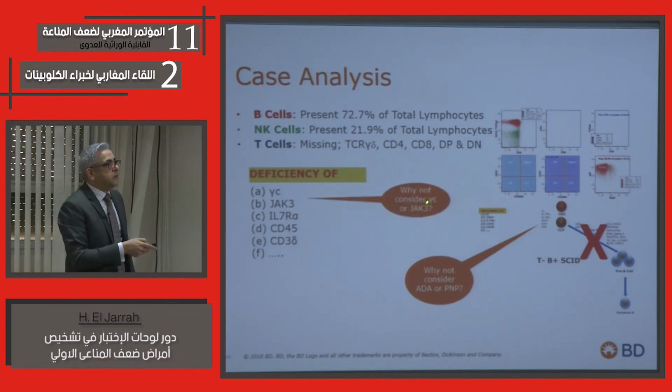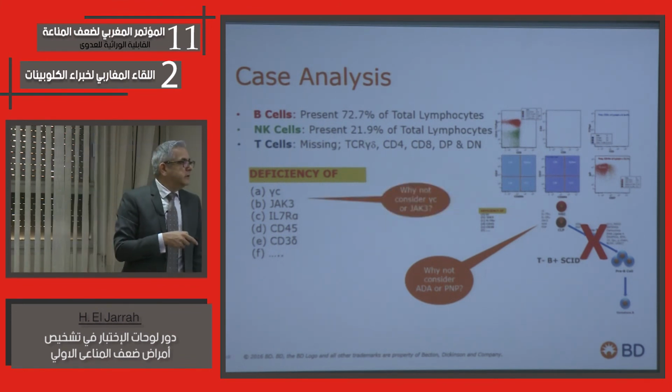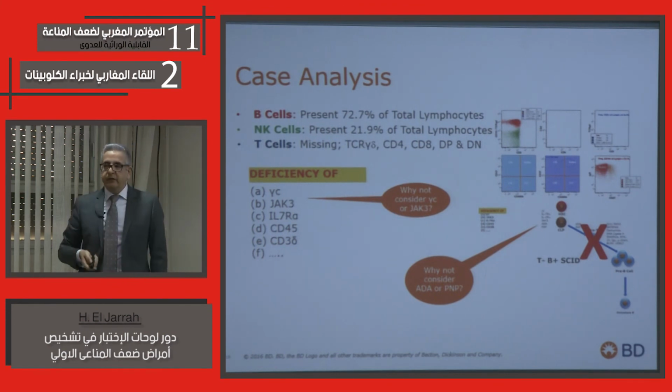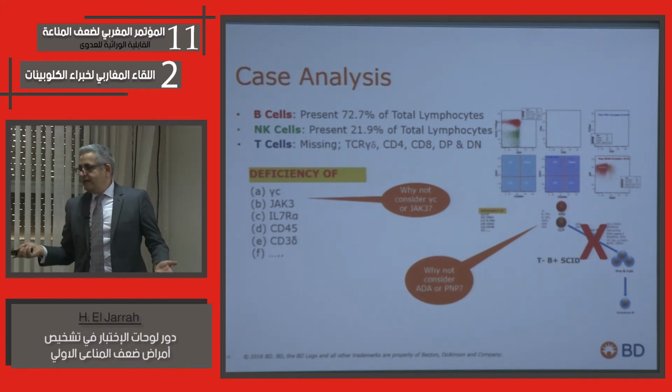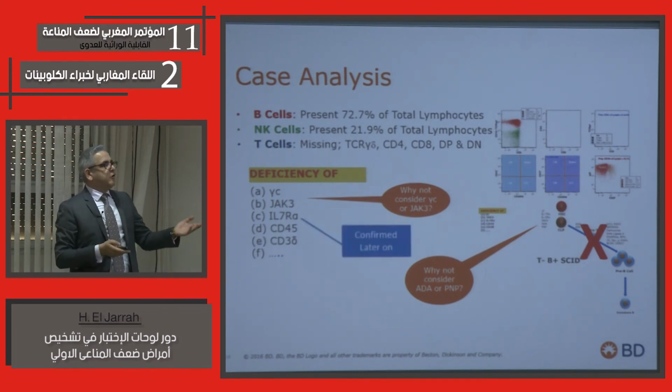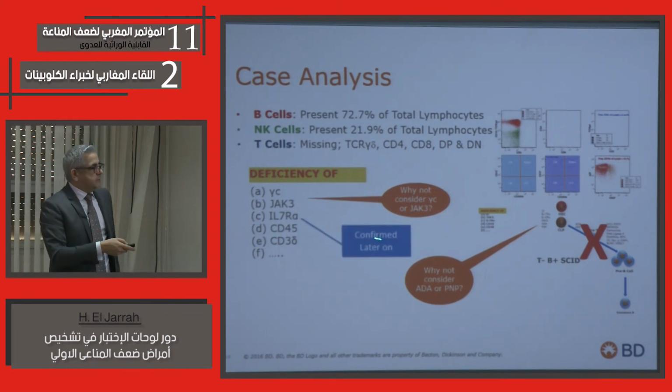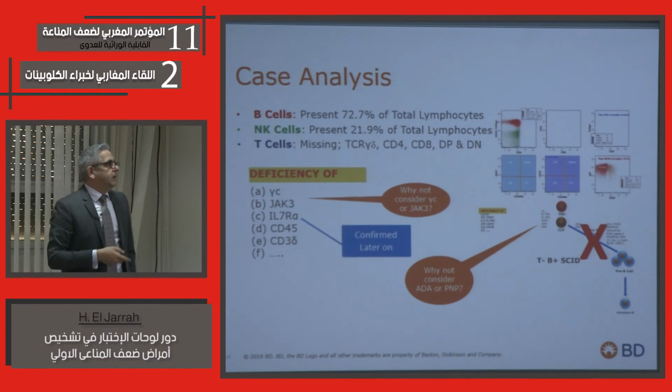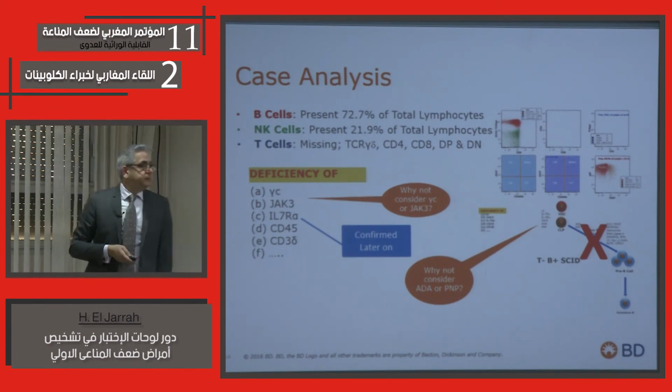Okay, so why not the common gamma or JAK3? Because there are NK cells. Yeah, because there are common. So this patient was later on confirmed as having IL-7 receptor alpha deficiency, alpha chain deficiency.